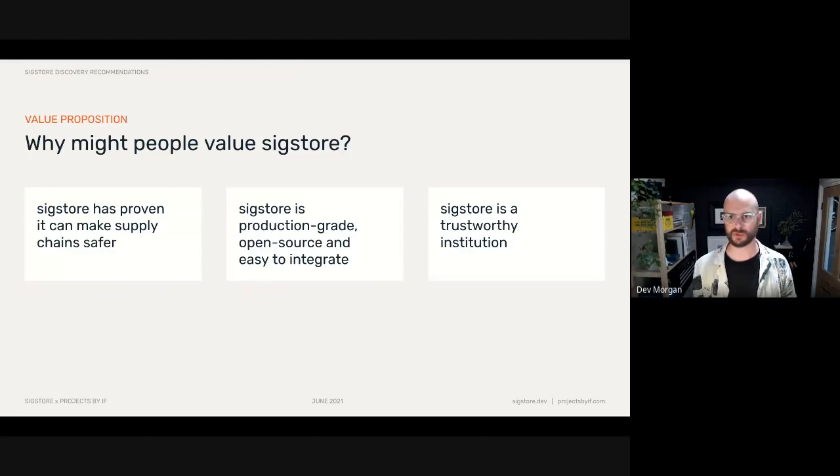Why might people value Sigstore? So what are people looking for actually in a product? Well, for instance, Sigstore has proven that it can make supply chains safer. If you can prove that you can make supply chains safer, then I'm very likely to value Sigstore and therefore to use it. Sigstore as production grade is another thing that came up for us quite a few times. So proving that Sigstore is production grade, it's ready to roll out tomorrow, and you can use it at scale on anything you want. Open source, easy to integrate with. These are the kind of things that people are looking for. And again, Sigstore is a trustworthy institution.